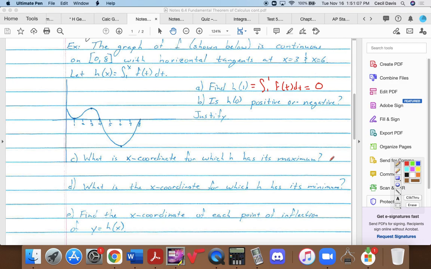Is h of 0 positive or negative? Justify. Okay. Well, h of 0, again, just using the definition, is the integral from 1 to 0 of f of t dt. Most people do not like it when you go from a larger lower limit of integration to a smaller upper limit. And I get that. I always have to think about it. So the first thing I would do is make this the opposite of the integral from 0 to 1 of f of t dt.